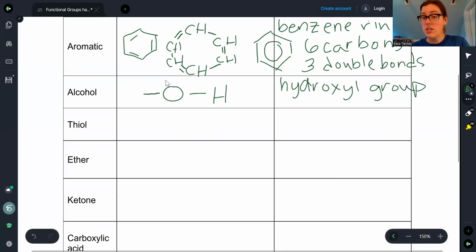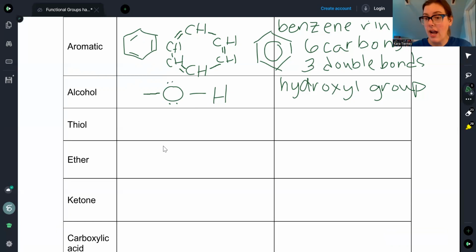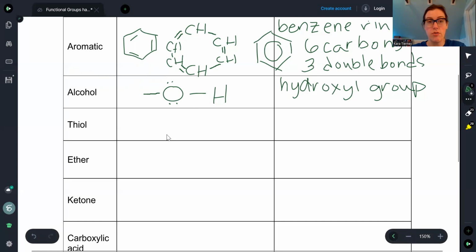And then because oxygen is in group 6, it bonds twice, and the other 4 electrons are these 2 lone pairs. Let me draw those lone pairs bigger. So as we draw these structures, we have to remember how all of our atoms are nonmetals. They have characteristic bonding patterns, and we see that play out in all of our functional groups.